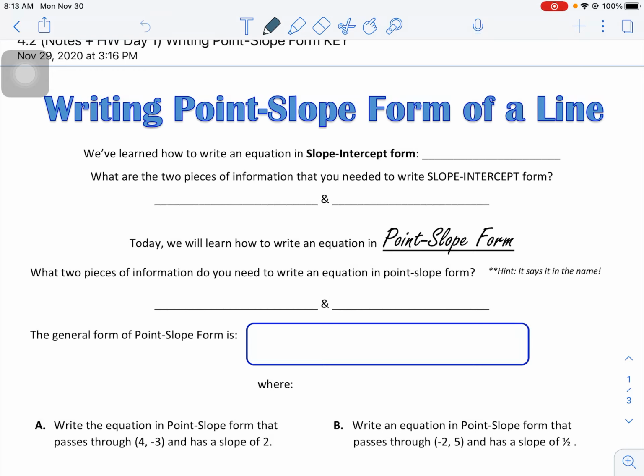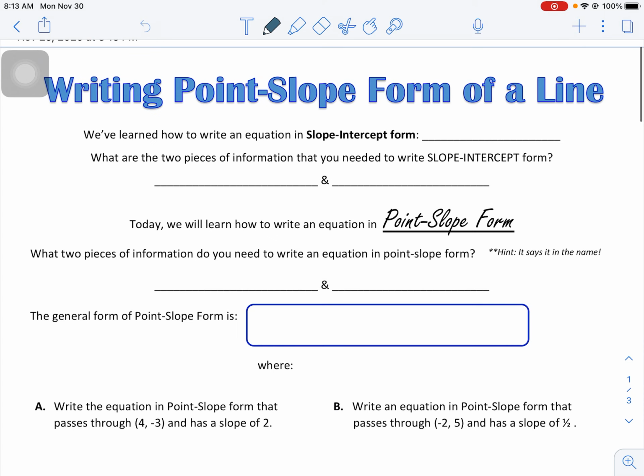Alright guys, so yesterday we had you draw a line given a slope and a point. Well, there's actually a formula that we can write using that slope and a point, and it's called point-slope form. So we've learned how to write an equation in slope-intercept form, which looks like this: y equals mx plus b. The two pieces to this are the slope, which is equal to m, and then the y-intercept, which is equal to b.